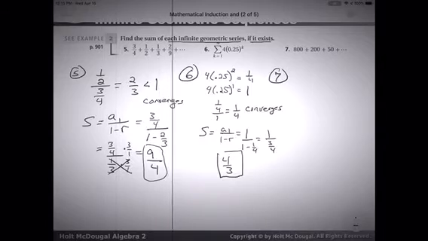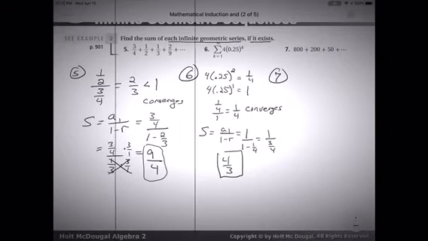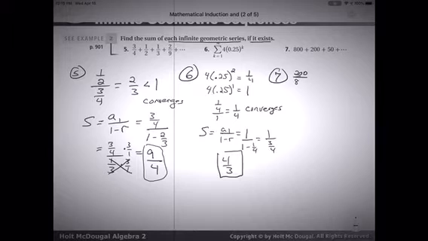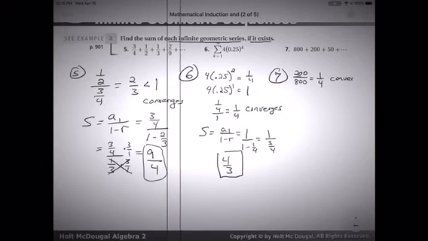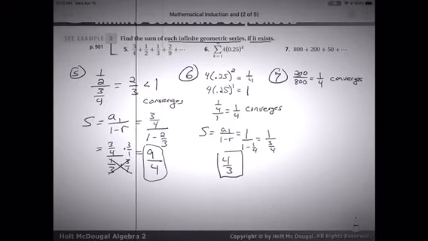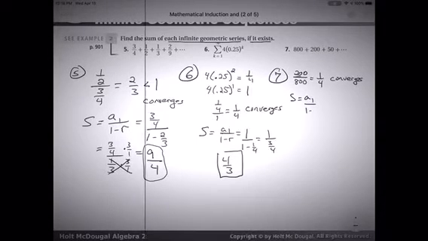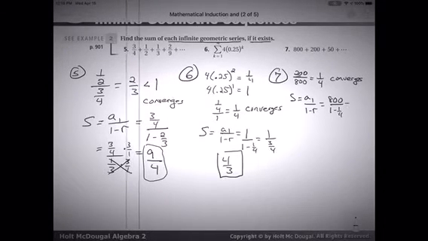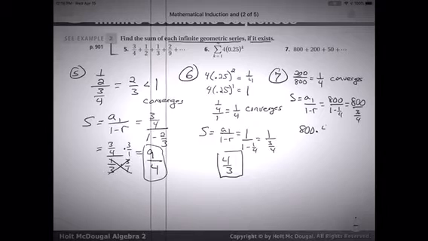Number 7. Second term divided by first term is going to give us 200 divided by 800, and that reduces down to 1/4. So that is our r value, and we know it converges. Using our formula, S is equal to a sub 1 over 1 minus r. Our first term is 800, and we'll divide that by 1 minus 1/4, which is 3/4. So 800 is being divided by 3/4, which is the same thing as 800 times 4/3.